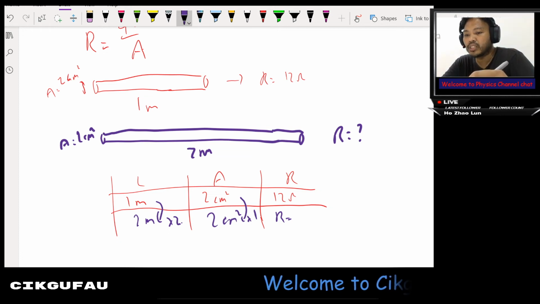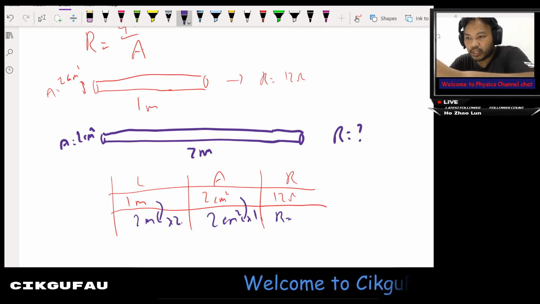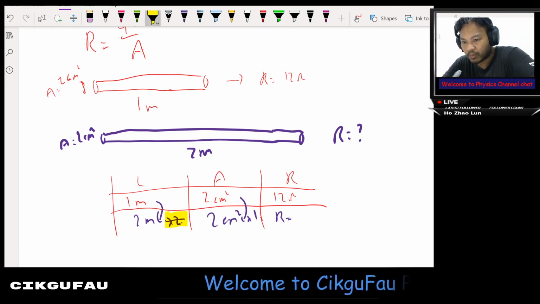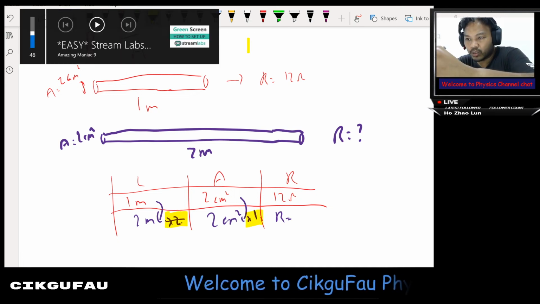So how do I get the resistance? We look at these values here, the one that we just did, the times 2 and times 1. We use this to calculate.